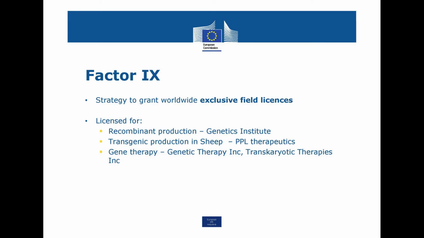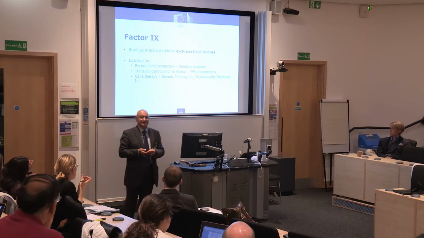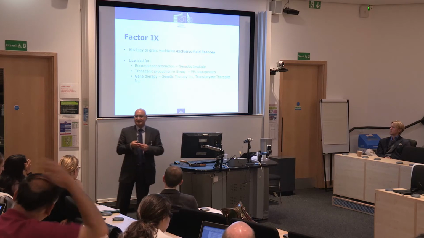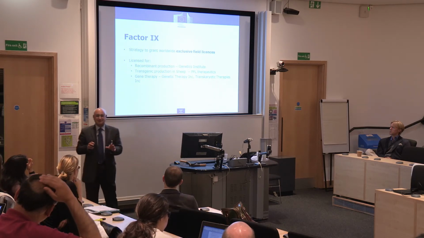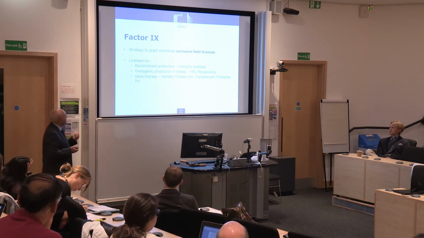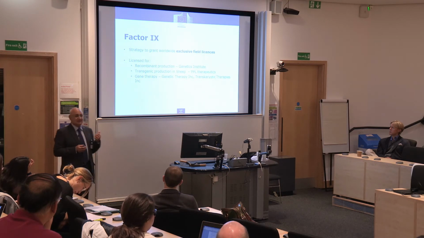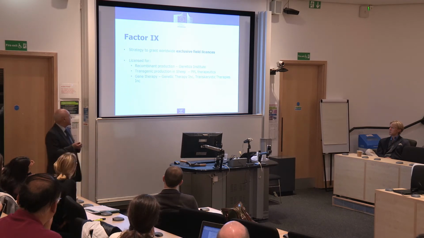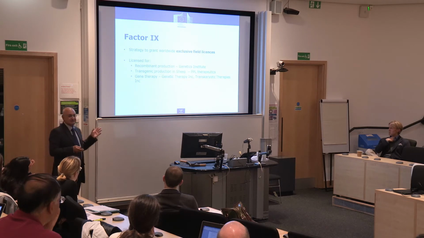So the Dolly the Sheep people, PPL Therapeutics, were very keen, pushing very hard to have an exclusive worldwide license for this technology because they wanted to produce Factor 9 in transgenic sheep, Molly and Polly and Dolly, and that was their business. But we didn't really want to give them exclusive rights. It's quite an important technology. So we decided to license by field of use. They were granted a license for transgenic production, but Genetics Institute were granted a license for recombinant production, i.e. in the factory, and there were various other field of use licenses for gene therapy.